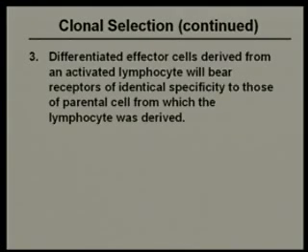The third part is that once you have activation of the cell, all the progeny of that particular cell will have the exact same receptor. So if you have a T cell that binds to a particular antigen, it becomes activated and divides, each one of the cells resulting from that division will bear the same receptor.